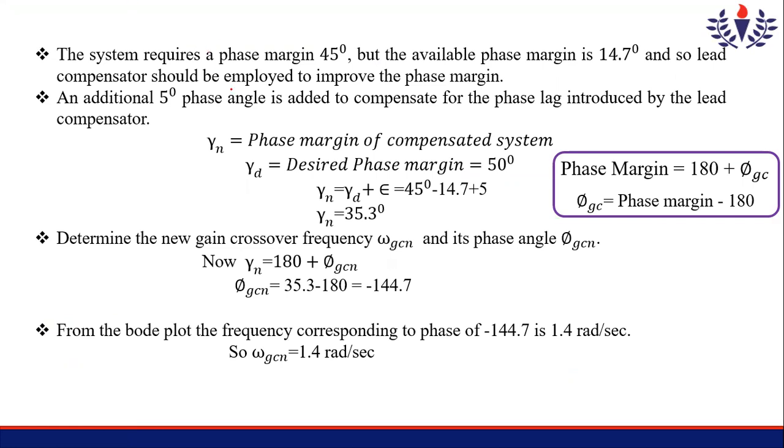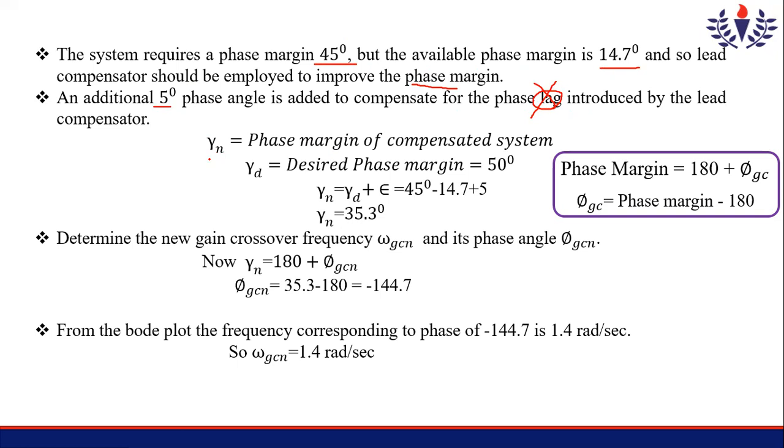If you observe, the system requires a phase margin of 45 degrees, but the available phase margin is only 14.7 degrees. So we are using a lead compensator to get the desired phase margin. We are adding an additional 5 degrees of phase lead introduced by the lead compensator.